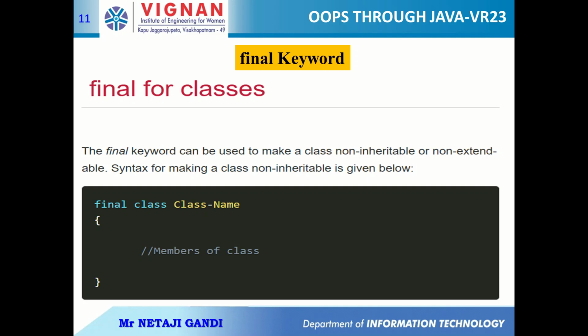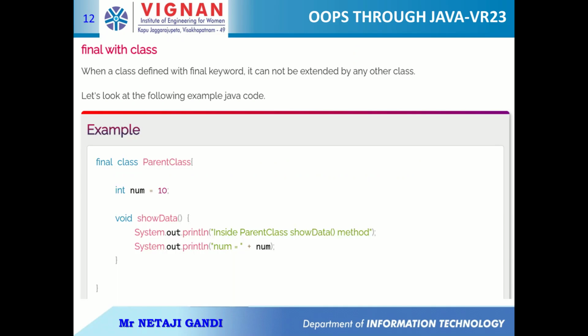Suppose your parent is there and you are the child. From the inheritance point of view, you can directly access all the properties of your parent, with no restriction. But if you use the final keyword on your parent class, then the child cannot access the properties of the parent. I hope everyone is clear about final for classes. Clear? Yes, sir. Now I want to take an example.